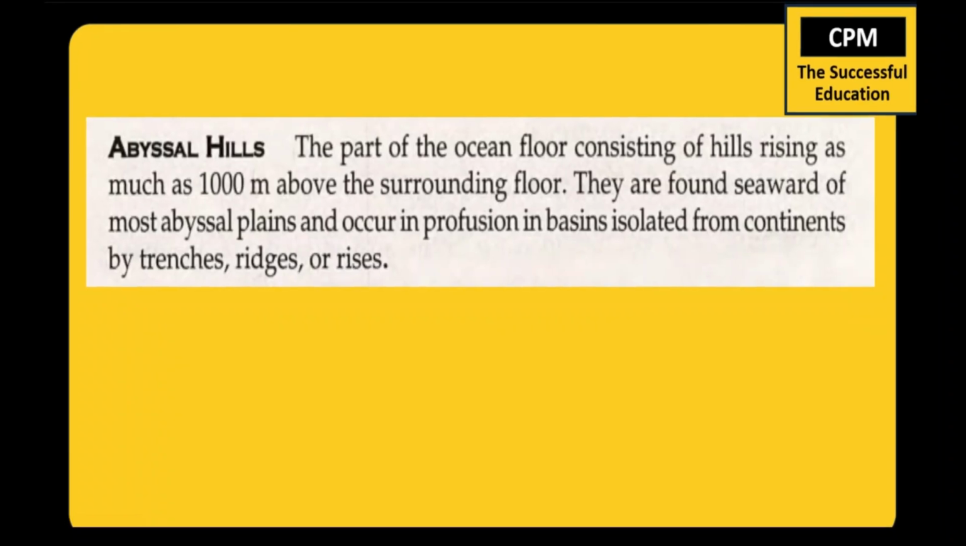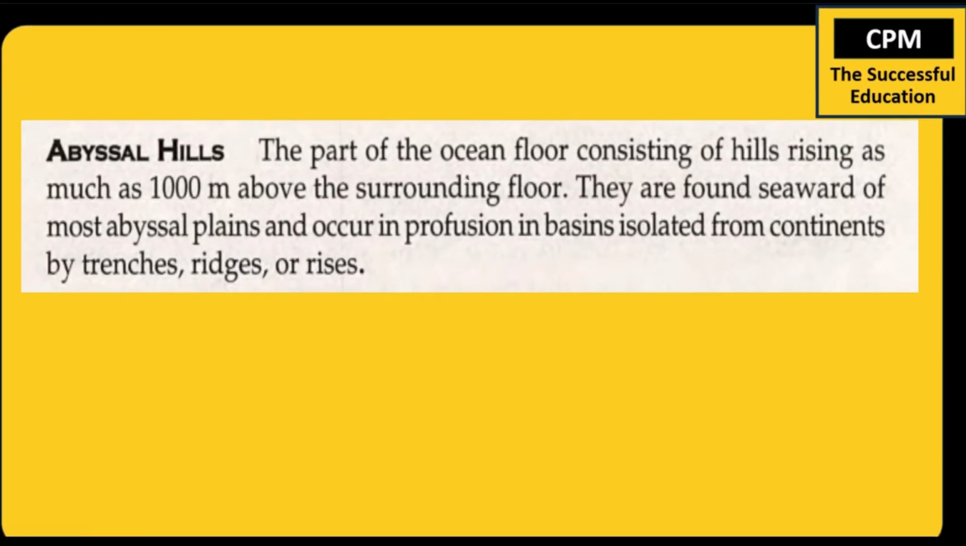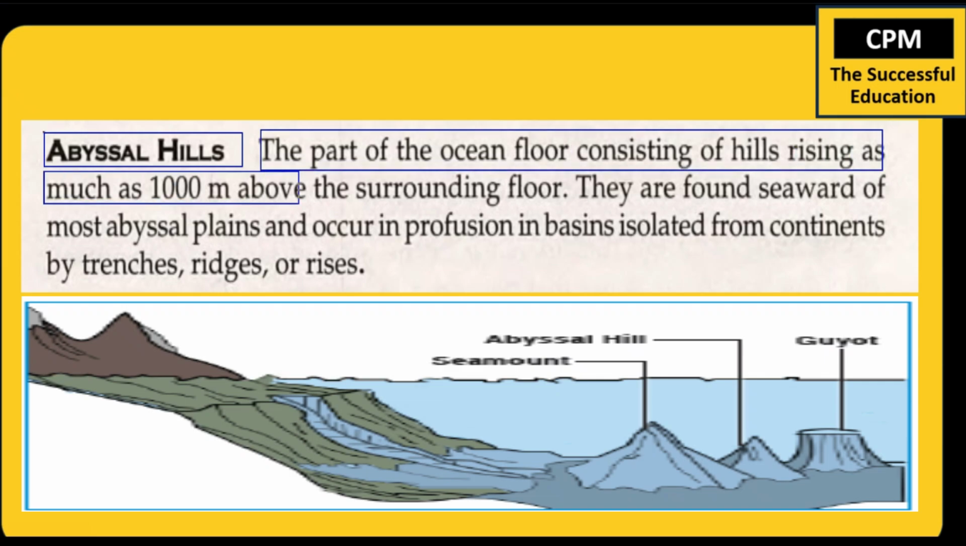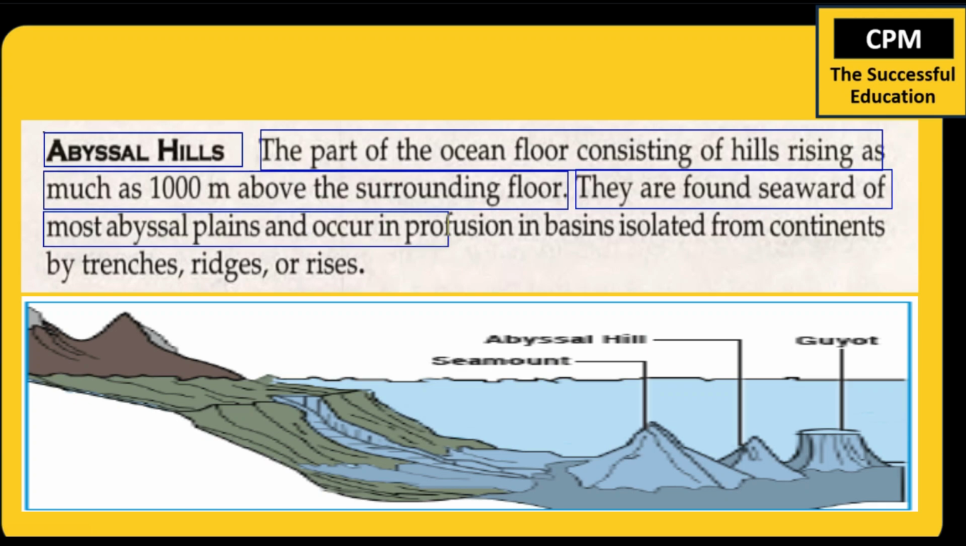So we can say that abyssal hills are the part of the ocean floor consisting of hills rising as much as 1000 meter above the surrounding floor. So it is around 1000 meter, it is abyssal hills. They are found seaward, toward the sea, from the oceanic ridge. Most abyssal plains occur in profusion. Profusion means lots of, and in basins isolated from the continent.